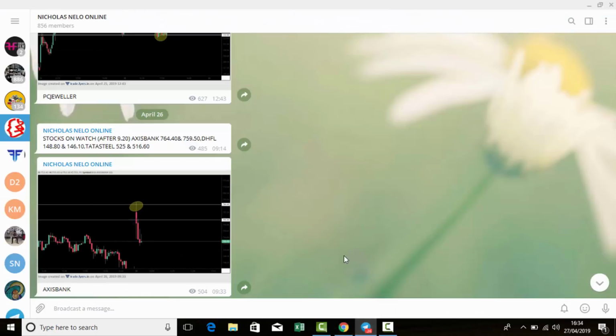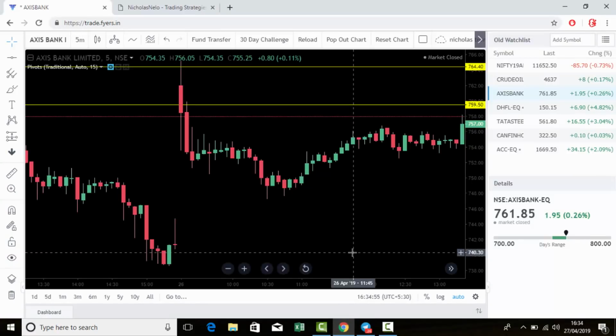Hope you get some idea about how to find out this false breakout. I don't know if there is any indicator to find out a false breakout. I follow this method, and if you feel it's a good one, you can also follow this method.